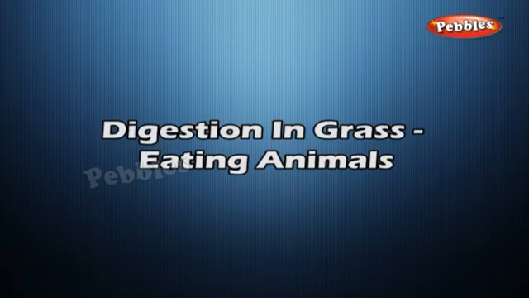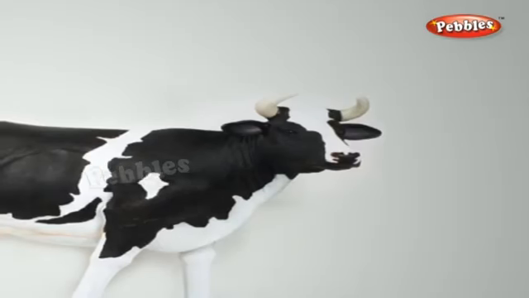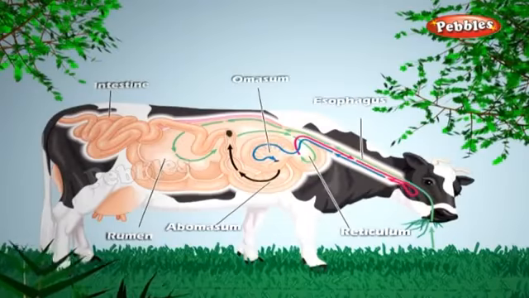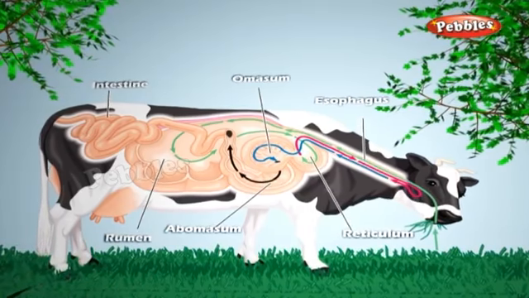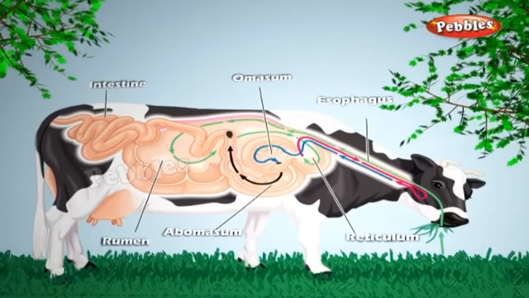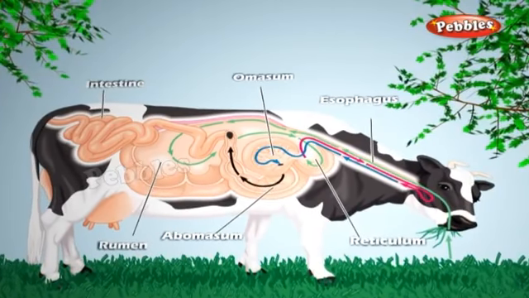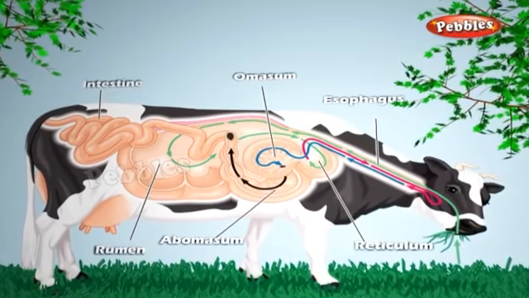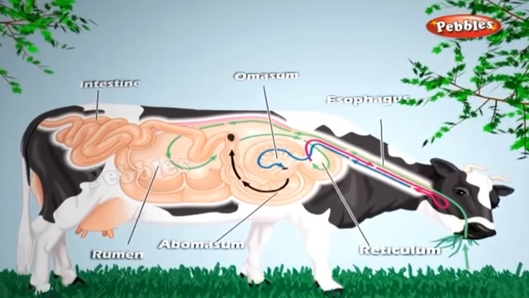Digestion in grass-eating animals. Have you observed cows, buffaloes and other grass-eating animals chewing continuously even when they are not eating? Actually, they quickly swallow the grass and store it in a part of the stomach called rumen. Here, the food gets partially digested and is called cud. But later, the cud returns to the mouth in small lumps and the animal chews it. This process is called rumination, and these animals are called ruminants.